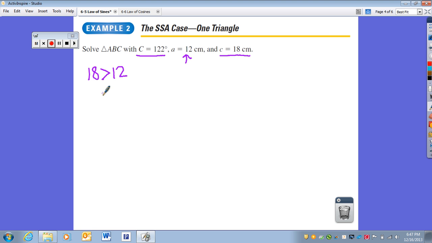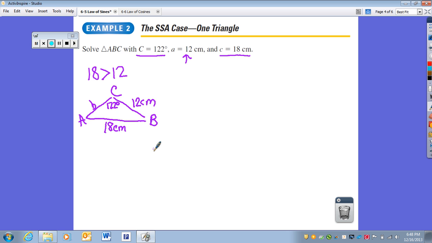When we set that up, if our obtuse angle is 122 degrees, we want to look for the other two measurements. So here we have 122 degrees, and that's going to be angle C. And the side opposite of that is 18 centimeters, and that's going to be side C. Then we simply put in that the measurement of side A is 12 centimeters, and we are going to look for angle A, and we don't know side B, and we don't know angle B.